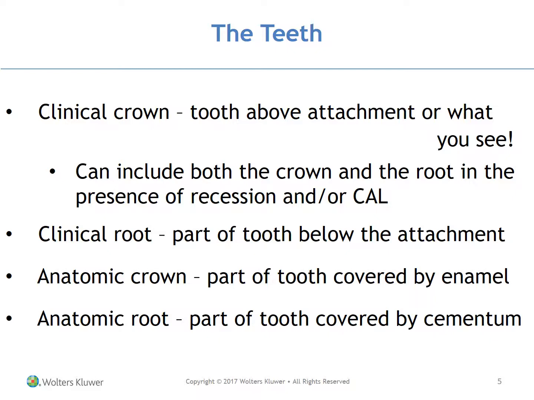Now that is different from our anatomical crown. Our anatomical crown is the part of the tooth that's covered by enamel. So when you were discussing teeth and anatomy, you always talked about the crown of the tooth and the root of the tooth. This is it, anatomy. You learned this in your anatomy course. So it's the anatomic crown and the anatomic root. So the anatomic crown is the part that's covered by enamel, and the anatomic root is part of the tooth that's covered by cementum. Okay, so it's pretty easy. So clinical is what you see, anatomic is what you learned in anatomy. Okay?